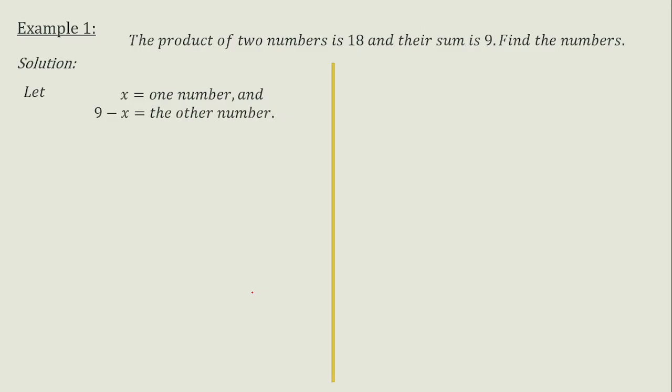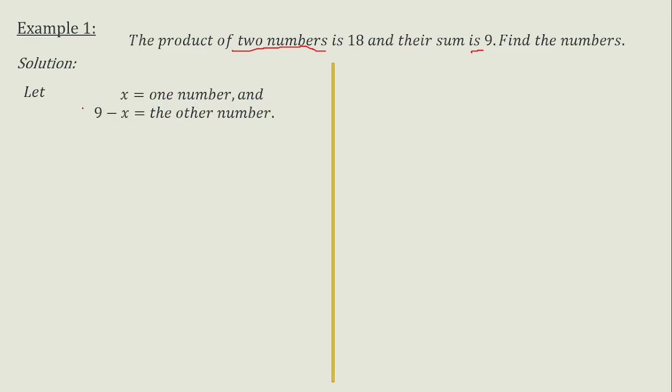So, where does this equation, or the representation that we have here, come from? Again, we have here the product of two numbers is 18 and their sum is 9. Right? So, find the numbers. So, class, based on our given, we have two numbers. The product of the two numbers, when we multiply them, is 18. Then the sum, when we add the two numbers, is 9. So we need to find what the numbers are.